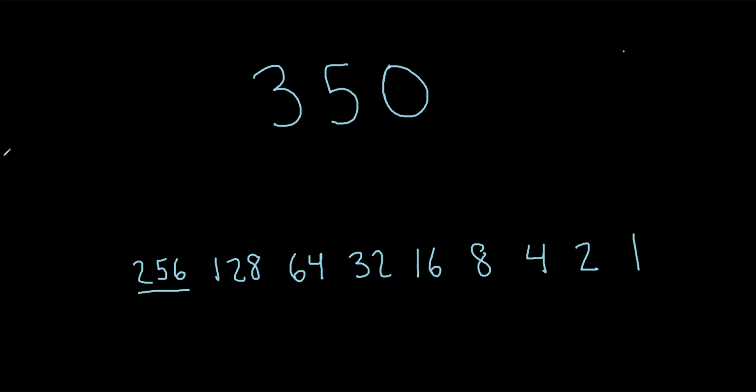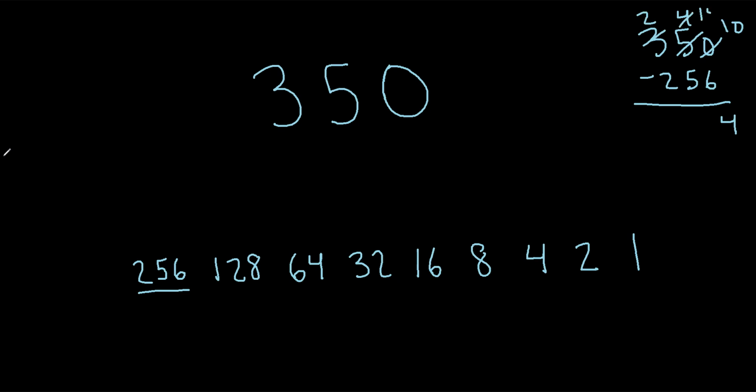So 350 minus 256. Let's see what that is. 0 minus 6 we can't do. We'll borrow here. We'll add a 10. 10 minus 6 is 4. 4 minus 5, we can't do that. We'll borrow here and add a 10. So this becomes 14. 14 minus 5 is 9. 2 minus 2 is 0. So we need 94 more out of these values right here.